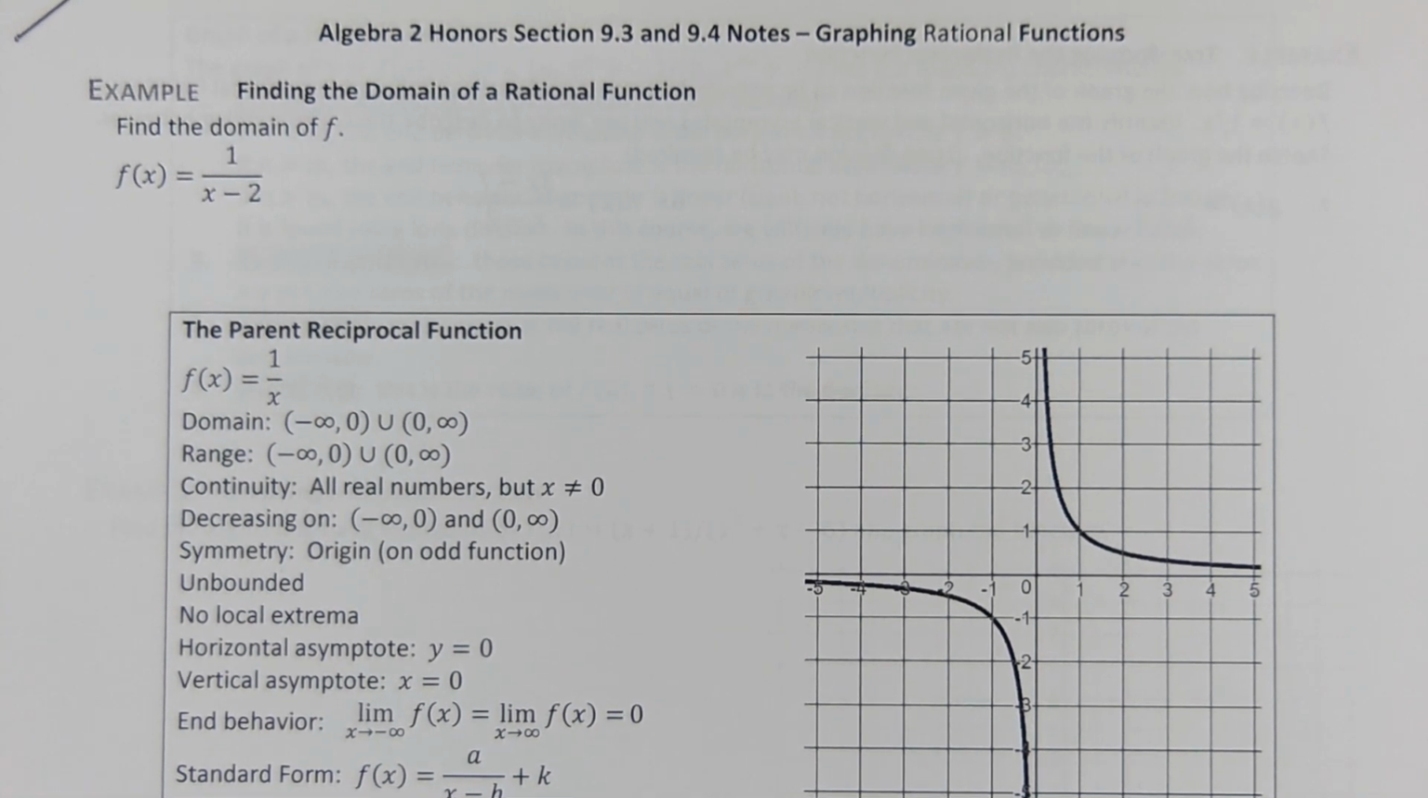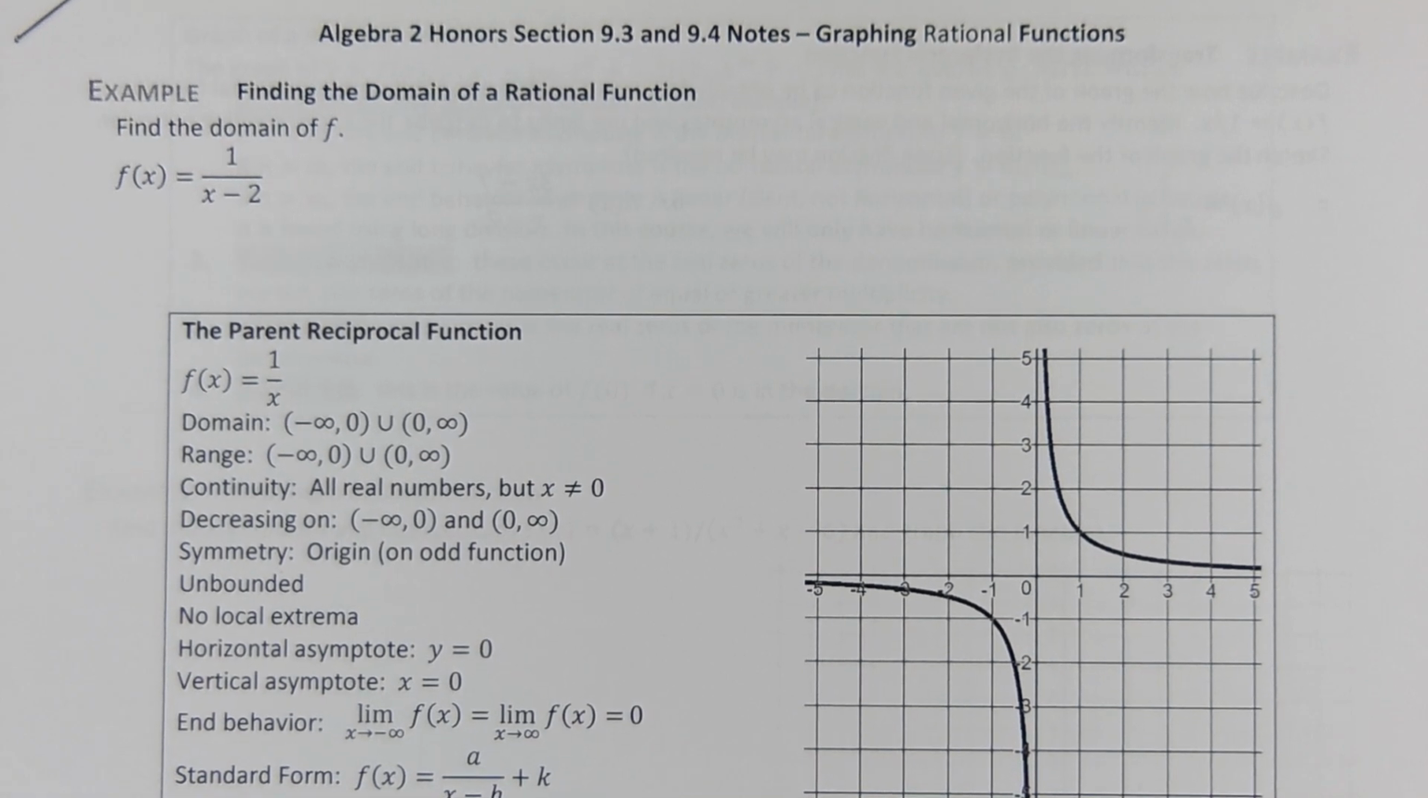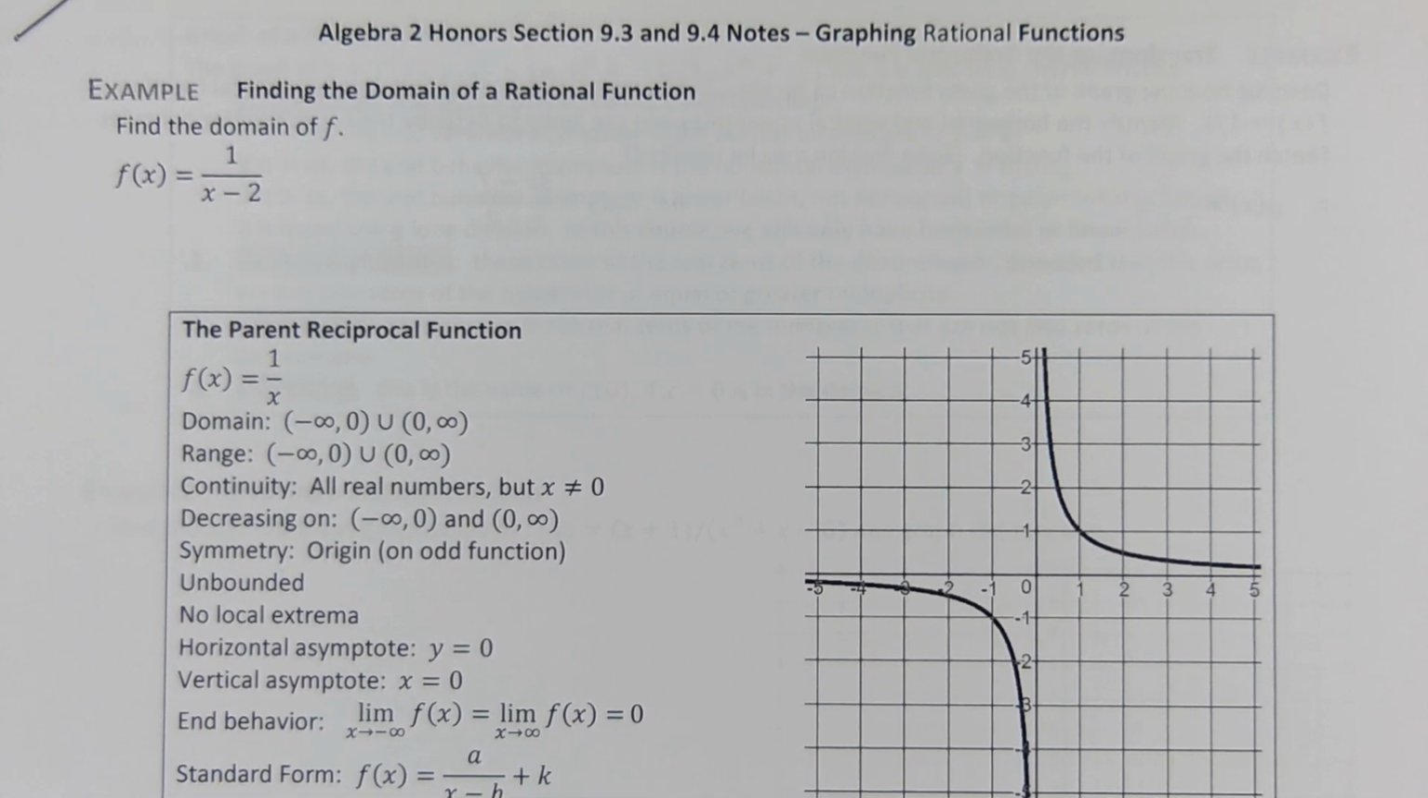Graphing rational functions is what we're talking about. A rational function, just to remind you, is anything that has an x in the denominator. We call this a rational function. The most important thing about any function, as far as I'm concerned, is the domain. What values are you allowed to use in your function?